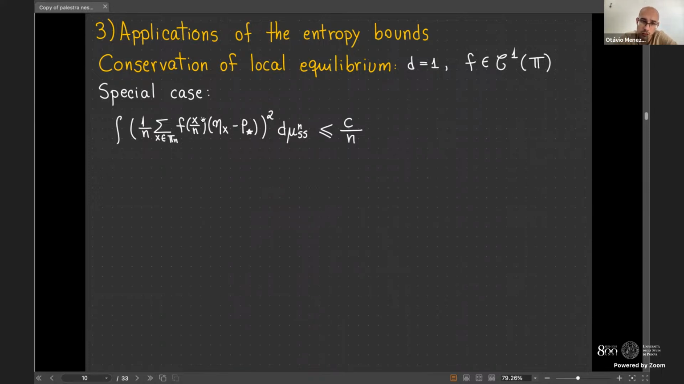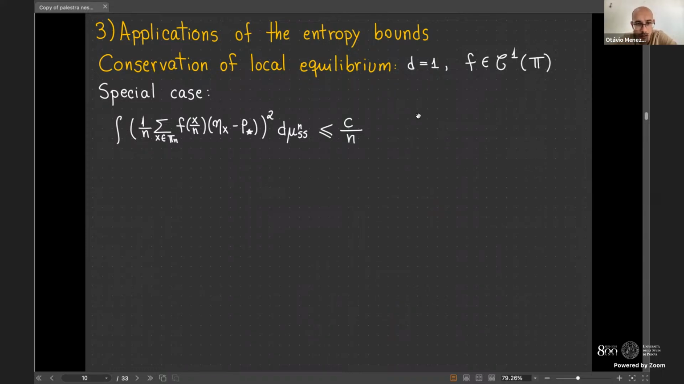So test it against a smooth function, and compute the variance. The variance under the stationary measure goes to 0 with the size of the system, with an explicit Fourier conversion. Sorry, it is the square of the sum, not the sum of squares. This is the variance of the integral of f against the empirical measure. So this is the type of result we would like to prove.